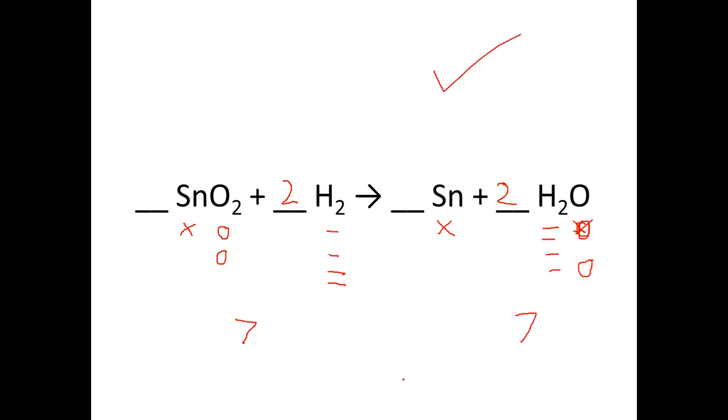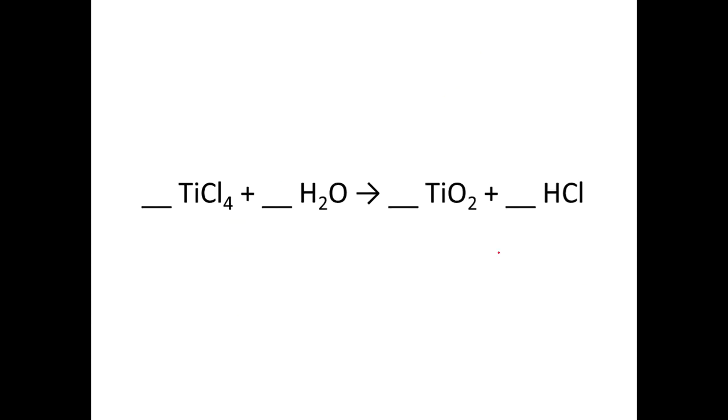So this is a perfectly balanced equation. SnO2 plus 2H2 produces Sn plus 2H2O. Okay, very good. Nice and simple to start off with. We can move on to another one now. All right, so similar layout. Just looking here, everything looks pretty normal.